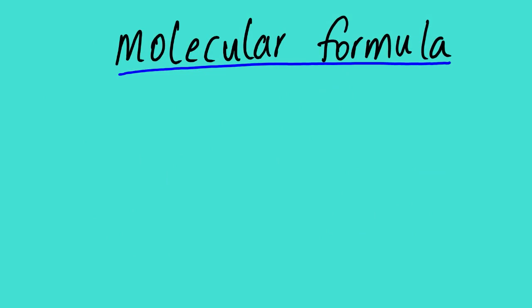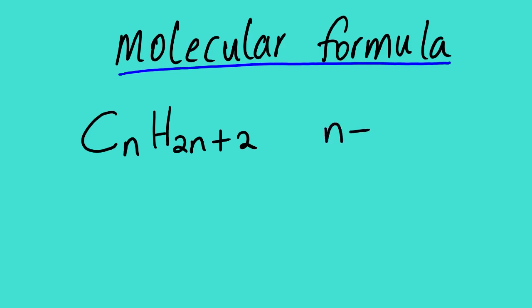Our next part of the lesson, we need to understand where we actually get the molecular formulas of each compound. Now, alkanes have a certain equation, which is CnH2n+2. This equation is only applicable to alkanes, whereby n is the number of carbons.